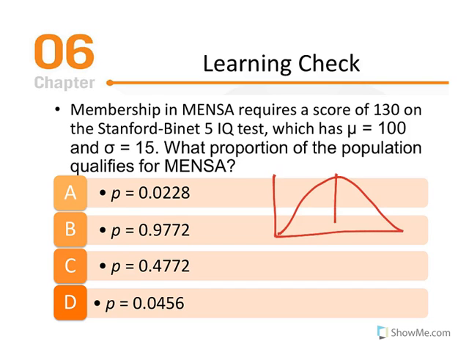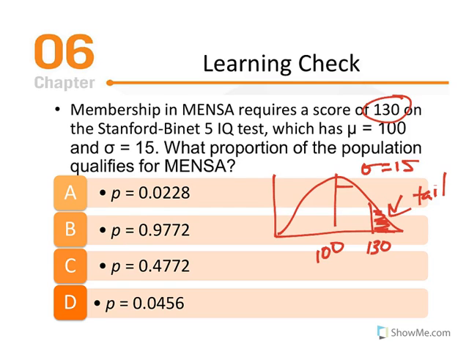So we have our distribution. The mean is set at the center, 100. One standard deviation unit is equal to 15. And the score of interest is 130, which would be to the right. And we would say it requires that they have that as a minimum. And so we would know that anyone who has 130 or greater, right, would qualify. And so this is the tail of the distribution.